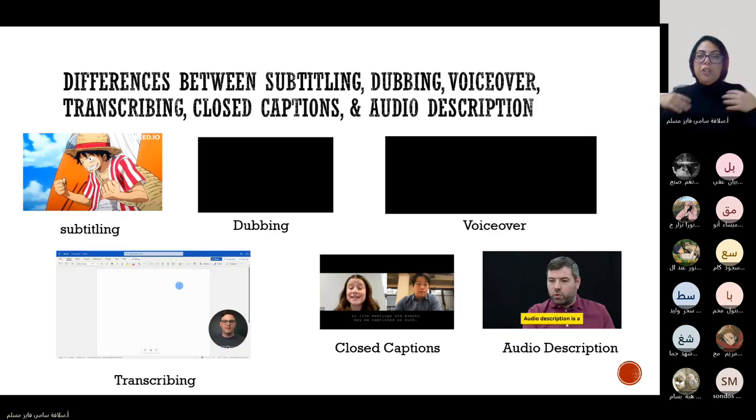All right. So let's understand the difference between these 6 modes that we talked about. I am going to play sections of each of these modes so that you understand it better. When we talk about subtitling, we said that subtitling are the texts that are shown at the bottom of the screen, like this one.